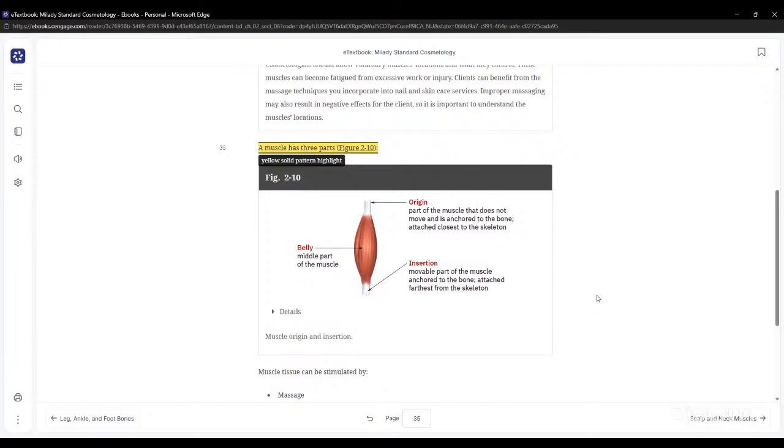The origin is the part of the muscle that does not move and is anchored to the bone, stuck to the bone, okay? Attached closest to the skeleton. And then you have insertion. It's the movable part of the muscle anchored to the bone, attached furthest from the bone. Our ultimate job is to continue to move the insertion and belly up to the origin.